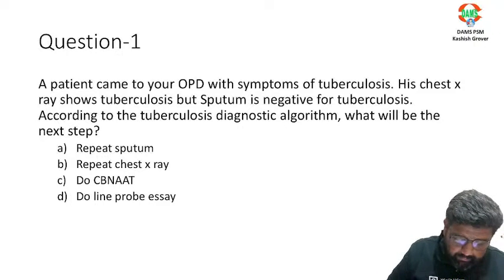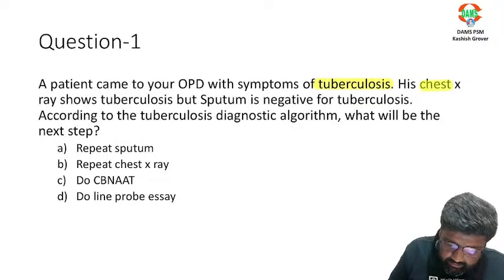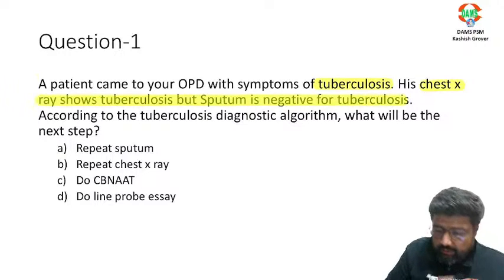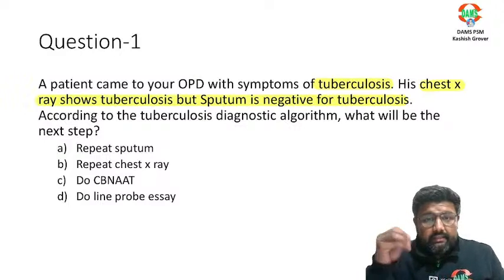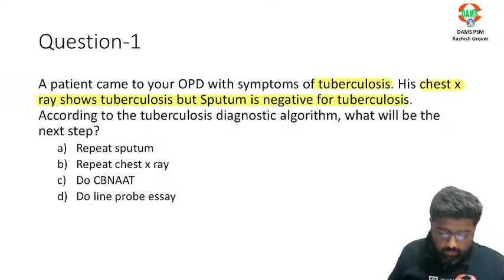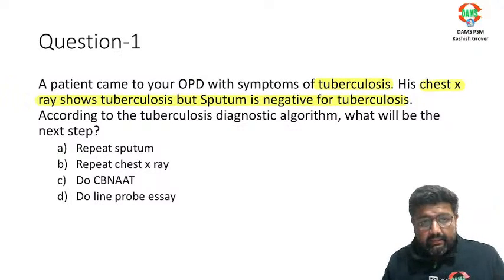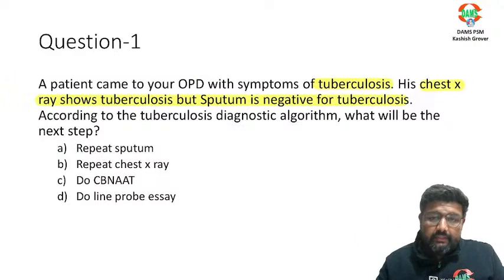So here what is happening? A patient came to your OPD with symptoms of tuberculosis and chest X-ray is positive whereas sputum is negative. Chest X-ray positive, sputum is negative. So what to do? Should I repeat sputum? Should I repeat chest X-ray? Should I do a CB-NAT?